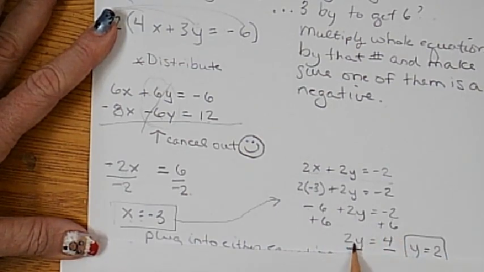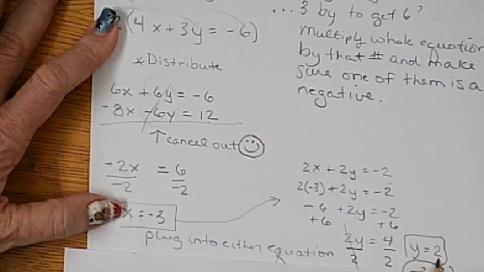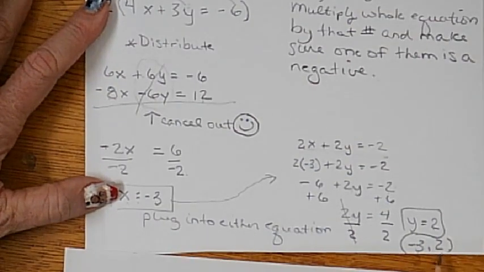So I brought my 2y down. I had a negative 2 and a positive 6, which gives me 4. So I'm almost there. 2 times y, so the opposite of times would be to divide. When I divide on this side, I've got to divide on that side. Then the 2's would go away, so y is equal to 2. Okay, so my x was negative 3 and my y was 2.